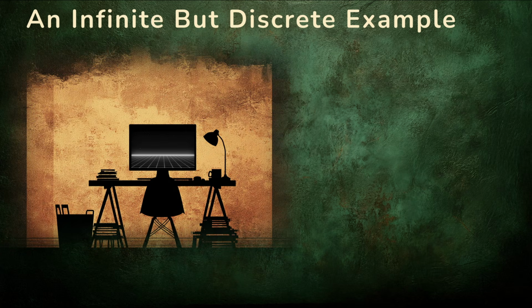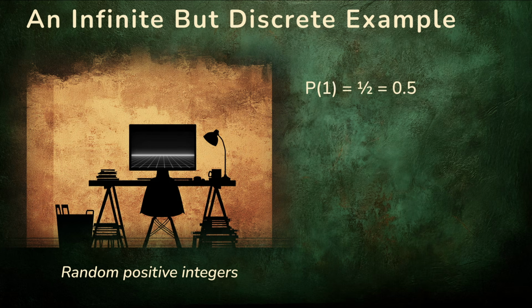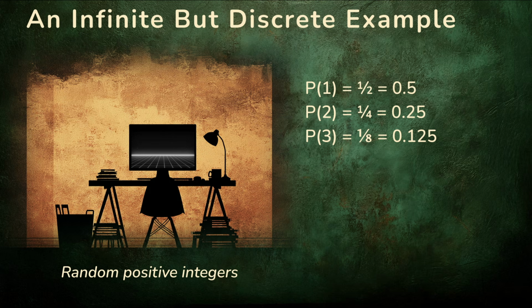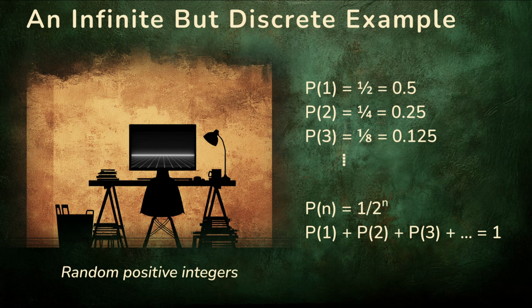Earlier we said there's one case that's the odd one out, a subtlety. It's now time to visit this example. Imagine there's a guessing game where a computer randomly picks a positive integer. The probability of picking one is 1/2, or 50%. The odds of selecting a 2 are 1/4, or 25%. The chance of picking a 3 is 1/8, or 12.5%. Do you see the pattern? You can write the probability of picking any number as this. If you add up all these probabilities, even though they are infinite, they still sum to 1, or 100%.